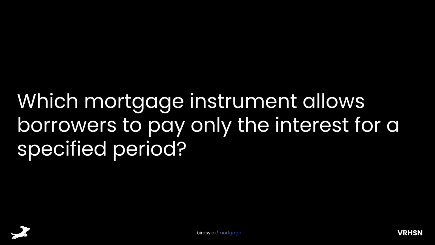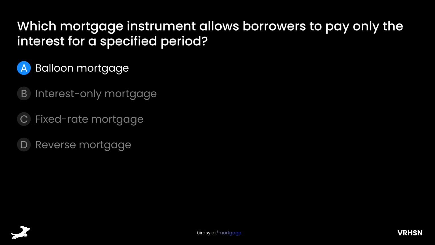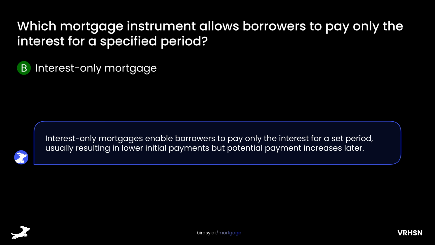Which mortgage instrument allows borrowers to pay only the interest for a specified period? Is it A, balloon mortgage, B, interest-only mortgage, C, fixed-rate mortgage, or D, reverse mortgage? The answer is B, interest-only mortgage. Interest-only mortgages enable borrowers to pay only the interest for a set period, usually resulting in lower initial payments but potential payment increases later.